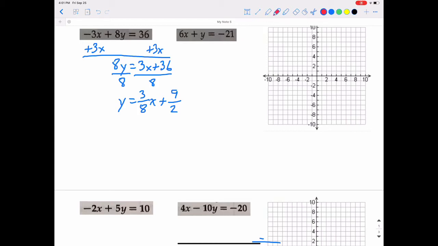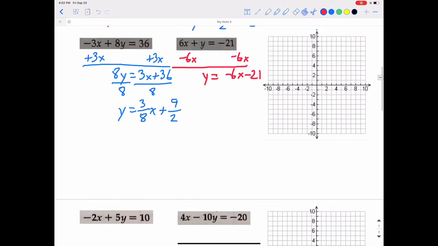And this one's going to be easy to solve because all we've got to do is subtract 6x from both sides. Then it's already solved, because y is by itself: y equals -6x minus 21. So we do have a little bit of an issue on this one, because notice on the red equation the y-intercept is -21, and the graphs that I give you don't go down that far.